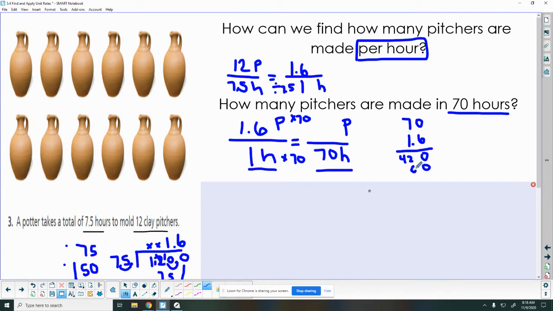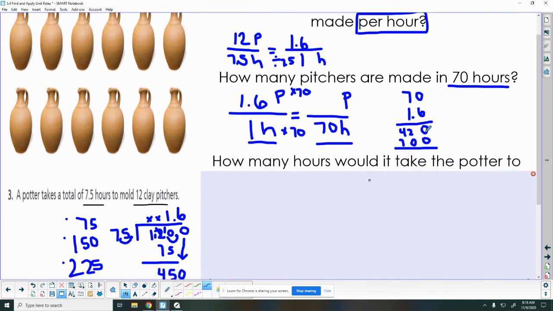Placeholder, 1 times 0 is 0, and a 7. So we've got, kind of running out of room here, 0, 2, and 11 with 1 decimal place. Move over 1. So she can make 112 pictures if she works for 70 hours. So setting up these proportions and saying my hours match up, my pictures match up, but we're using that basic rate, we can find any numbers here.